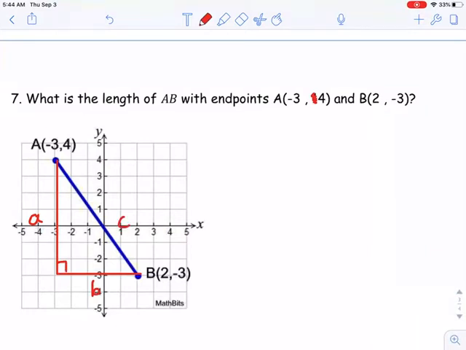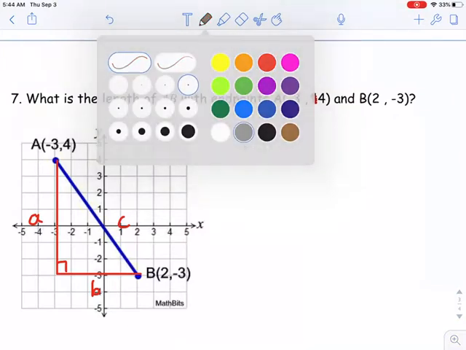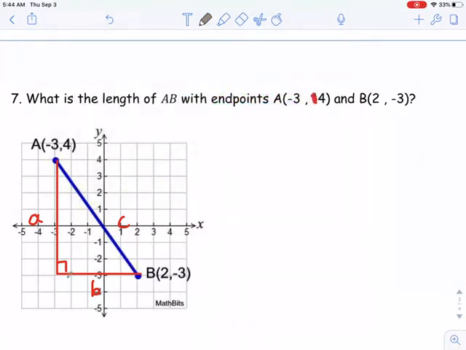Alright, so I created a right triangle. C is always the hypotenuse. Anyways, it's just a matter of counting. So 1, 2, 3, 4, 5. 1, 2, 3, 4, 5, 6, 7.